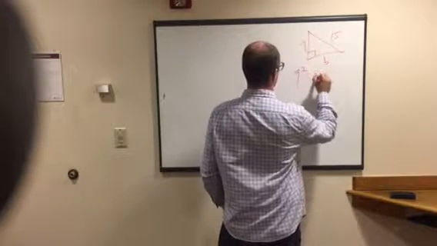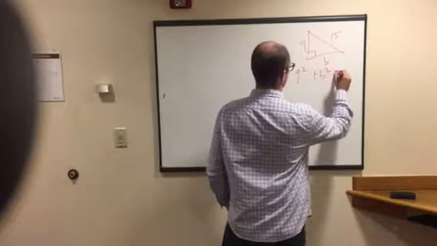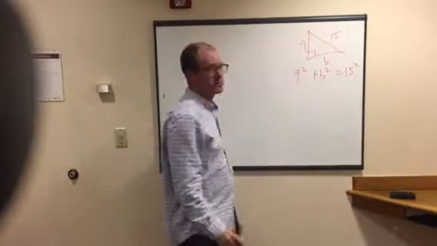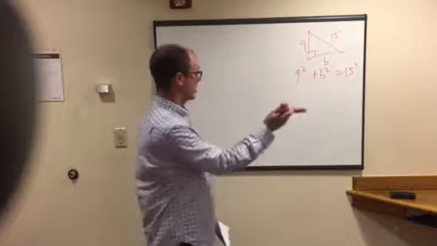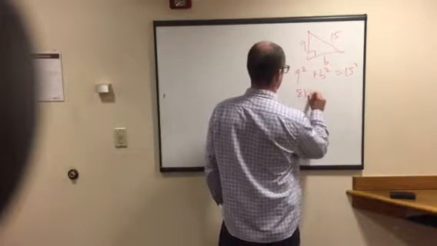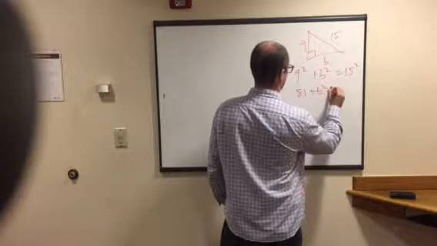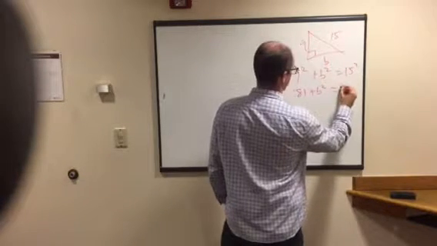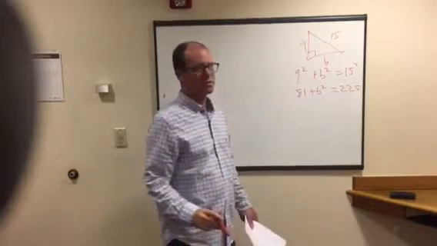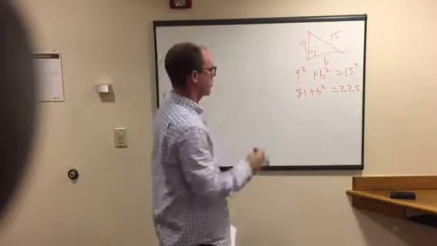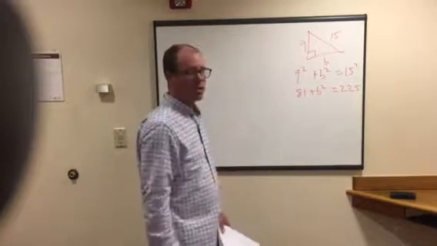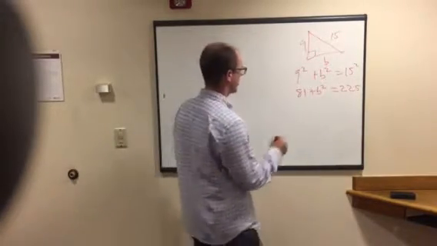9 squared plus b squared equals 15 squared. Okay, and then again we just do a little bit of math. 9 times 9 is 81, plus b squared equals 15 squared, which is 225. And now we need to get rid of this 81, so we get b by itself, so we can do the square root and get on our way.